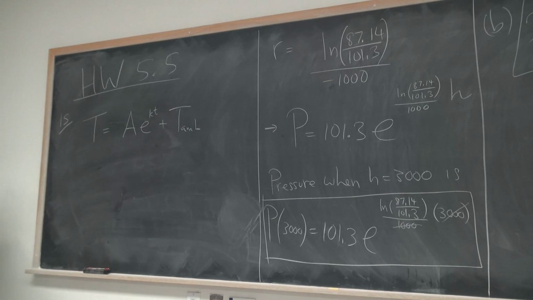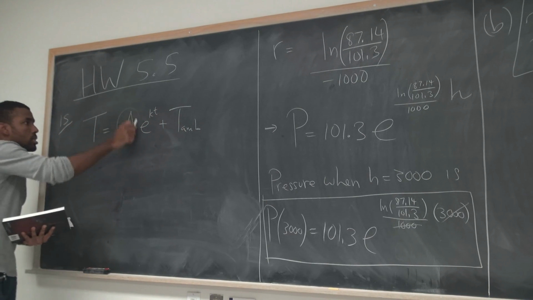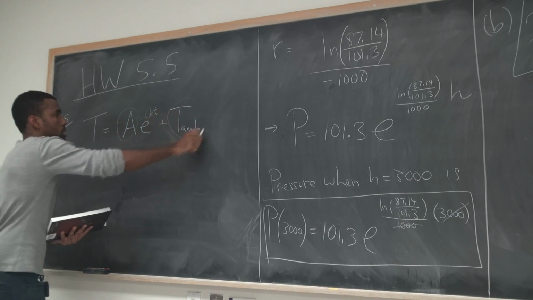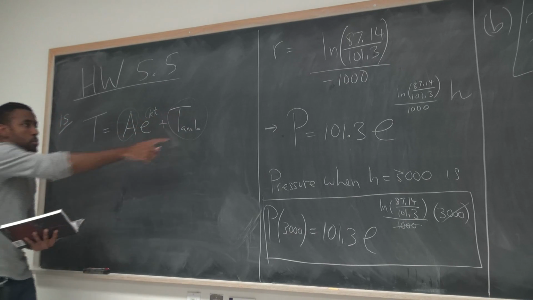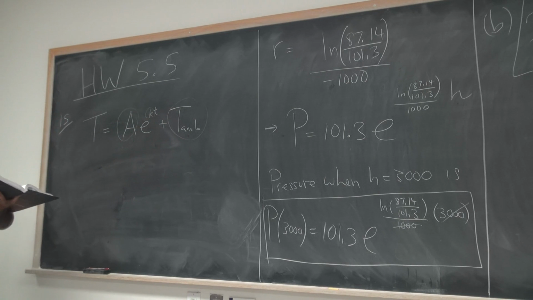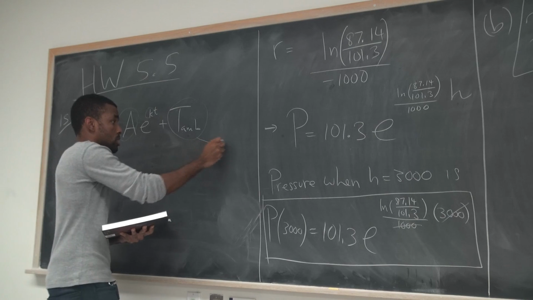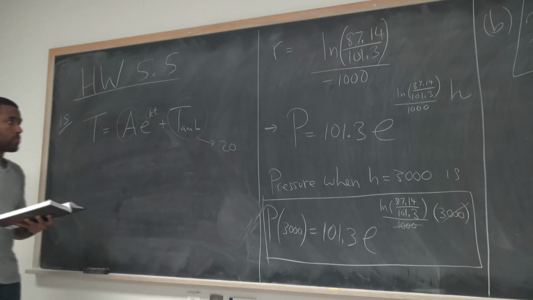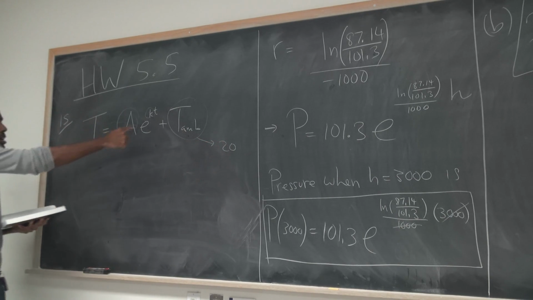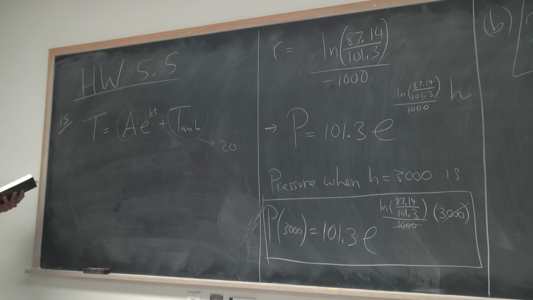So now it's just a matter of figuring out what this constant is, what that constant is, and what this constant is. Well, we know the ambient temperature, that's just the surrounding temperature. It is now in a room where the temperature is 20. So this is 20. As for figuring out this and this, I need more information, which I was given.